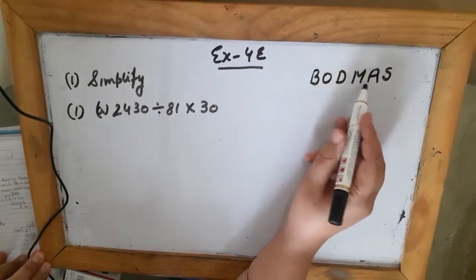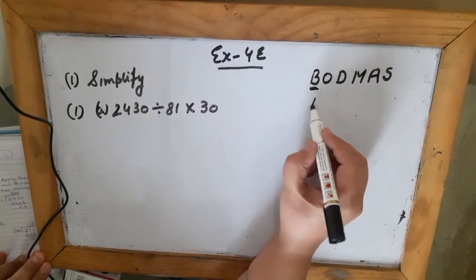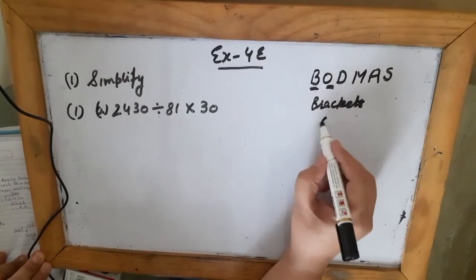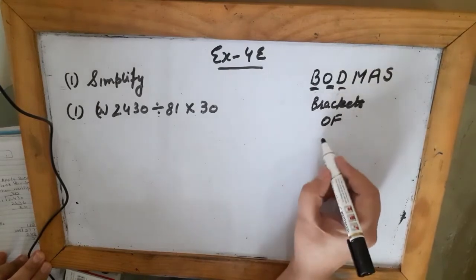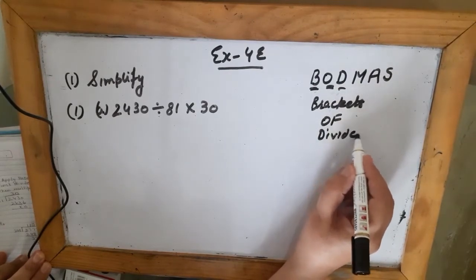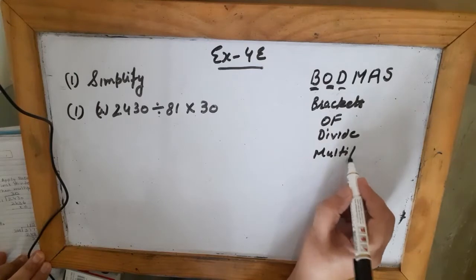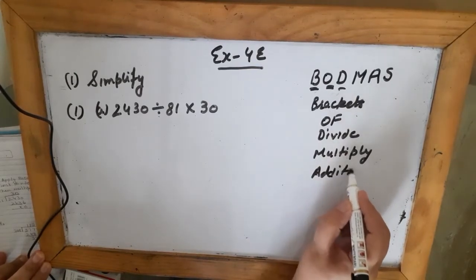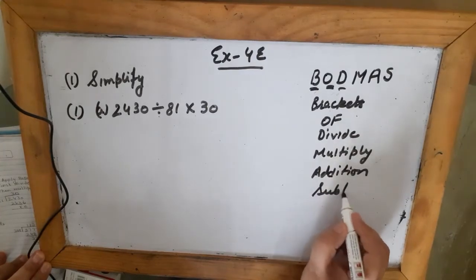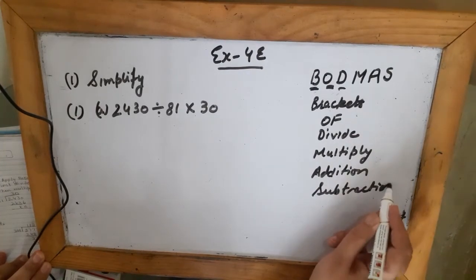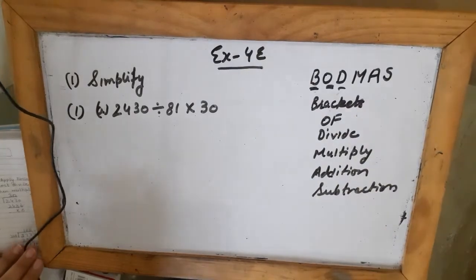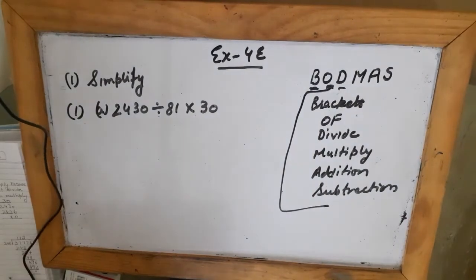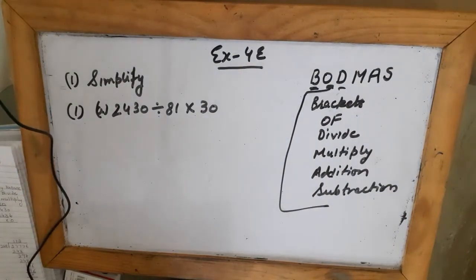So in this BODMAS, B stands for brackets, O stands for of, D stands for divide, M stands for multiply, A stands for addition and S stands for subtraction. So if you have more than one operation to solve in a sum, you have to follow this sequence. You have to follow the sequence of BODMAS.